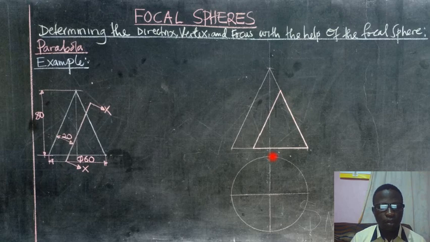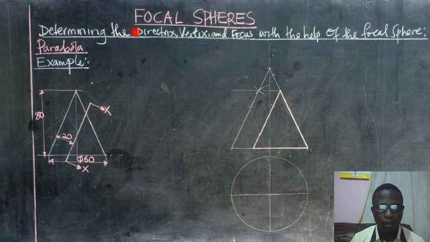So we start with obtaining the three parameters: the directrix, vertex and the focus. The first thing we do is to bisect the angle formed between the cutting plane and the cone, and the angle there is that one. So we bisect to get the center here, and when we get the center, the aim is to inscribe the circle which will work as the focal sphere.